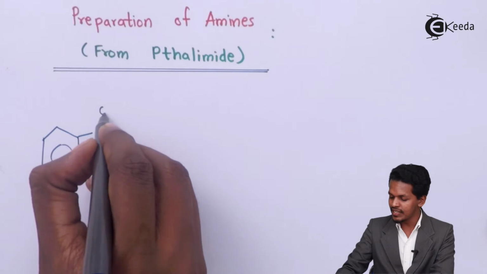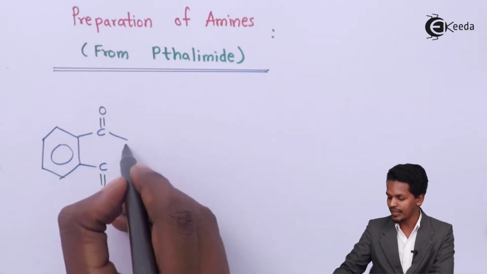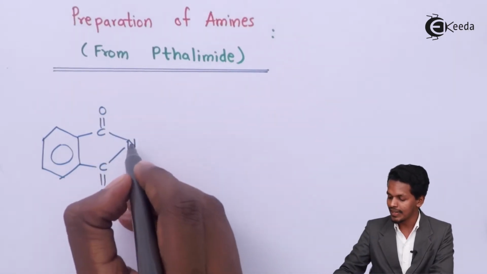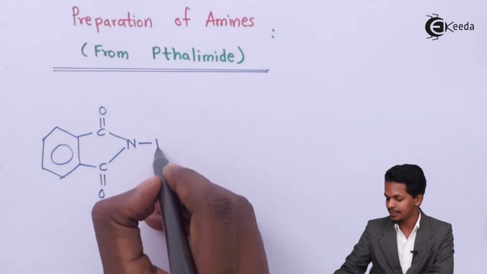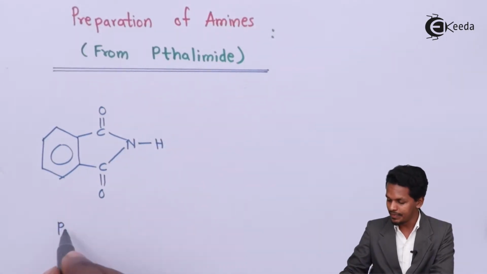It consists of a benzene attached to 2 C double bond O, that is 2 carbonyl groups, and these 2 carbonyl groups are attached to nitrogen, and over here there is H. So this is the starting material, and that is known as phthalimide.